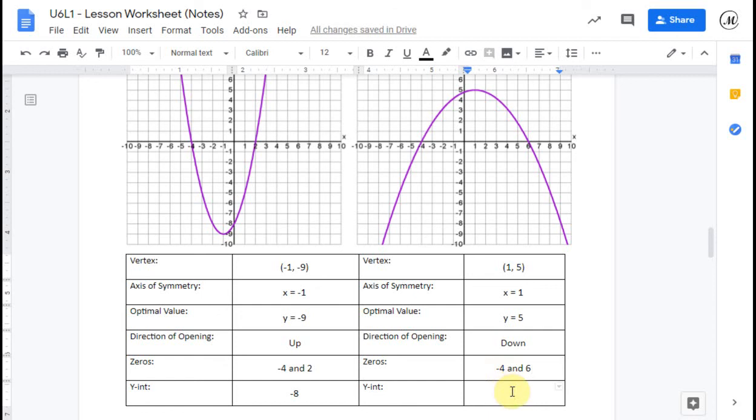And the y-intercept is where this parabola crosses the y-axis. And in this case, we're going to need to estimate. It looks as though it's about 4.8. Now, if somebody said 4.7 or even 4.9, I would accept that. I'm going to put 4.8.